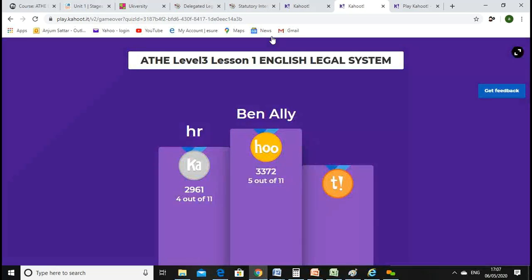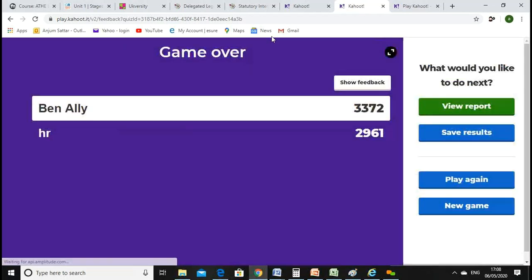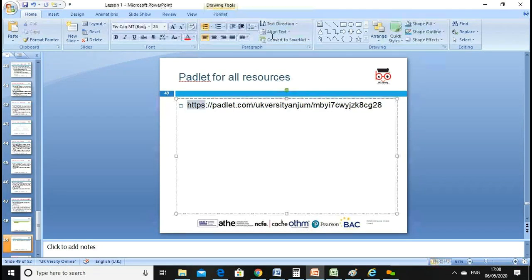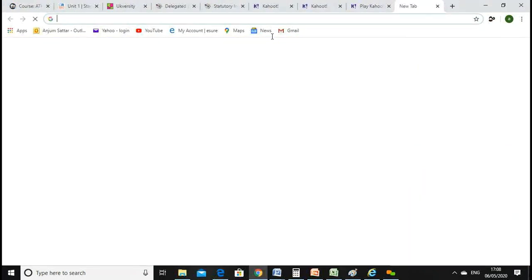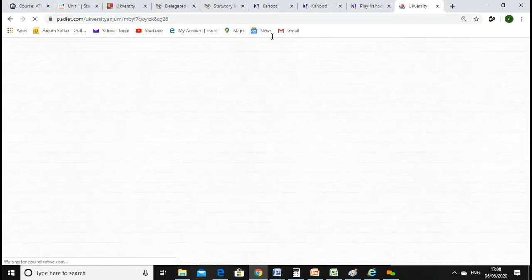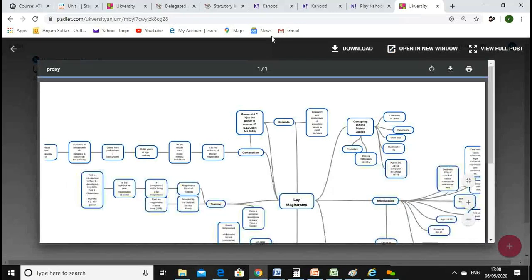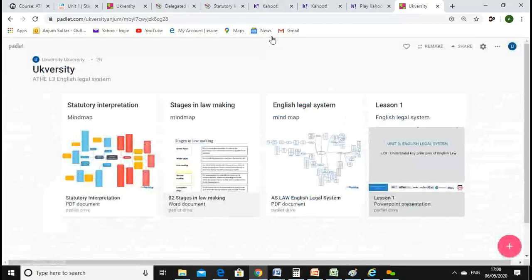So now is the time to celebrate. Well done. That's all for today's lesson, where we learned about the different terminology. I copied the link within my slides. I prepared some mind maps, so you can copy the link given in the slide and open this Padlet, and you will find lesson one. You can find the English legal system, all the key terminology, the mind map. You can even print all the terminology if you want to remember it. And then we have how we can interpret.